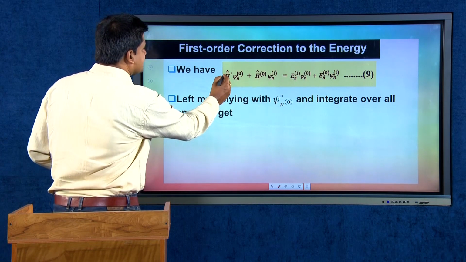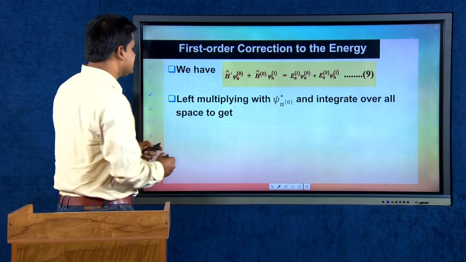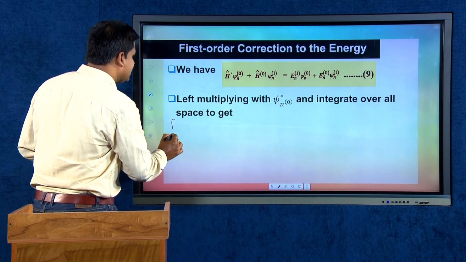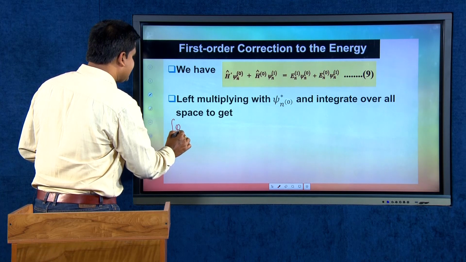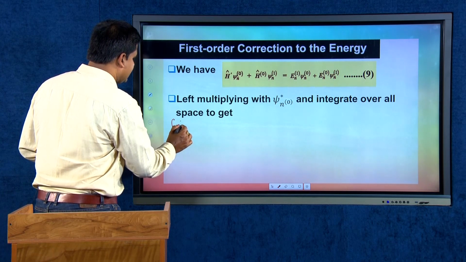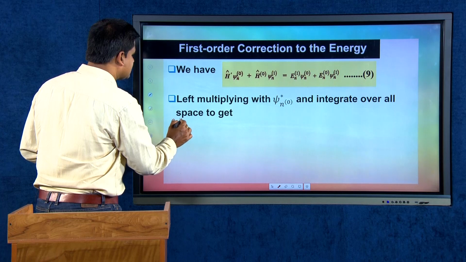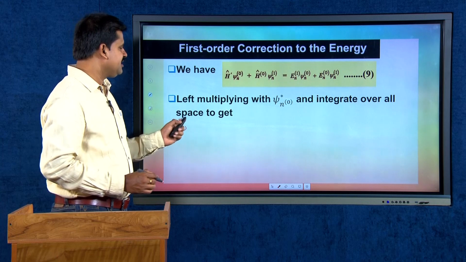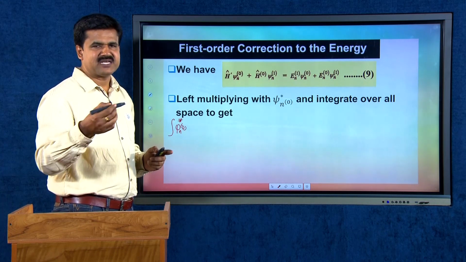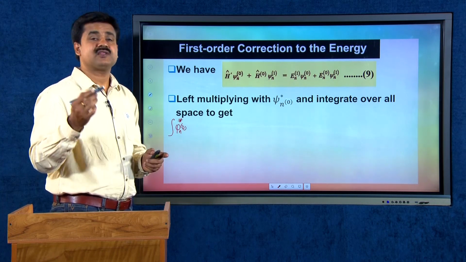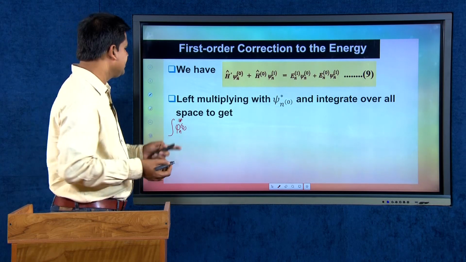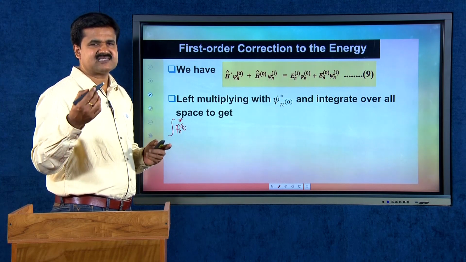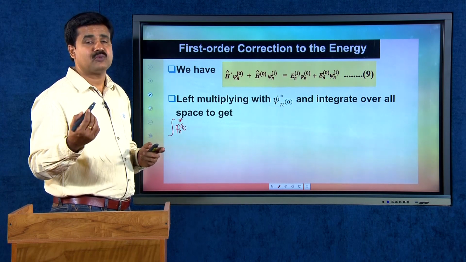So, the first term is h hat dash psi n 0. I have to multiply with the psi n 0 from the left and integrate. So, integral psi n 0 star. Psi n 0 star represents the complex conjugate of psi n 0. To get the complex conjugate, it is a simple mathematical procedure where we replace the complex number i with minus i. If there is no imaginary number, psi is the same as psi star.